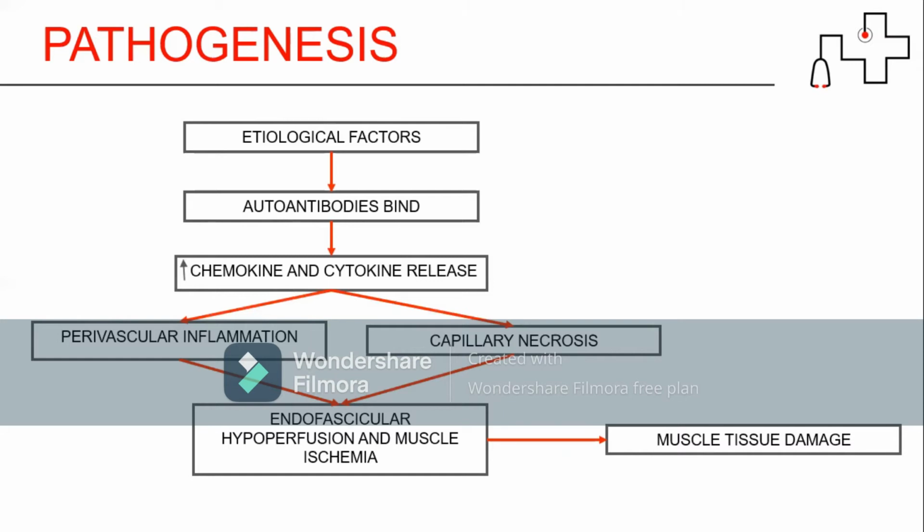Capillary necrosis occurs in the skin and dorsum of the hands, forming hyperkeratotic, flat, red papules, and also occurs in the upper and lower eyelids, causing the red-purple discoloration with or without the swelling.